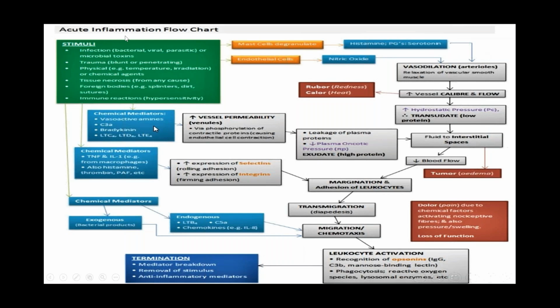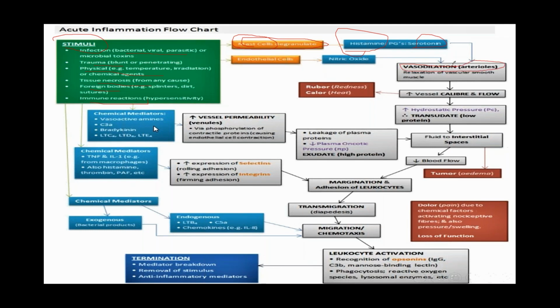This chart shows the progress of acute inflammation. Any stimuli that lead to injury or infection, like bacterial or viral infection, trauma, physical agents such as temperature and radiation, tissue necrosis, immune reactions, hypersensitivity, and foreign bodies, may lead to mast cell degranulation. Mast cell degranulation leads to release of important mediators, here histamine and serotonin, and this may lead to vasodilatation.